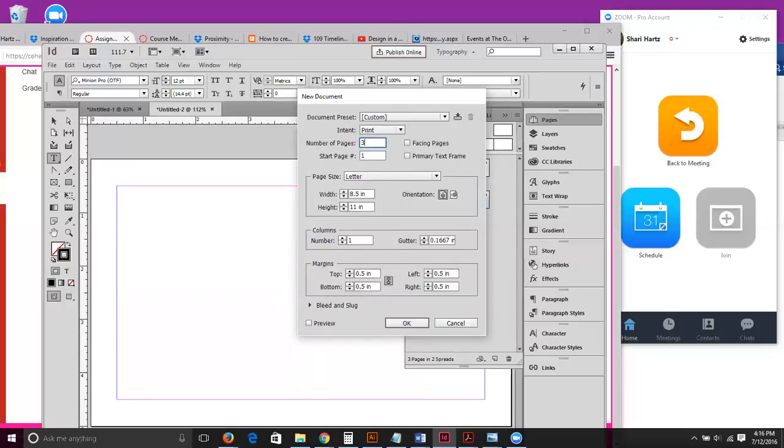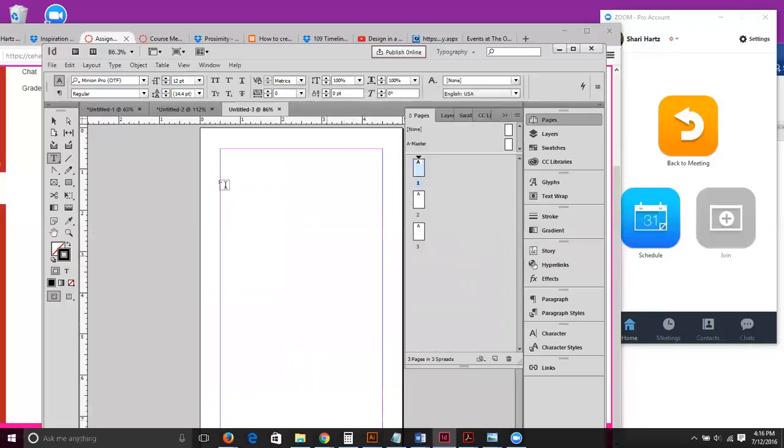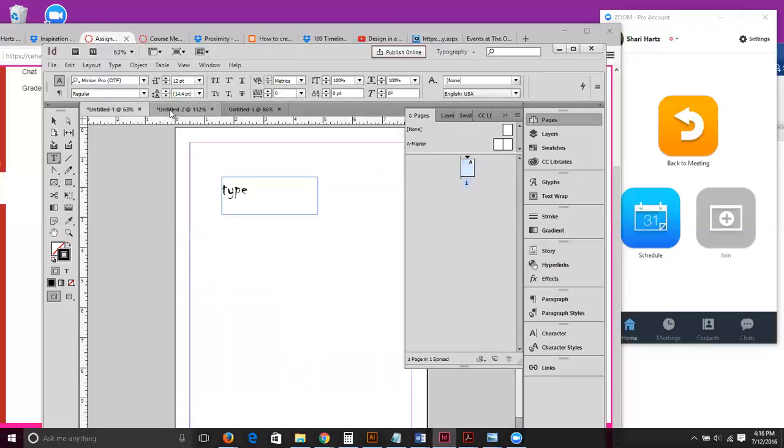Now the pages, move it. 3. And then what was the size again? 5 by 8? Yeah. And we'll do this one portrait, just so we have contrast. And see that it did 3 individual pages. Like, why can't I move it away? Dumb thing. Okay.